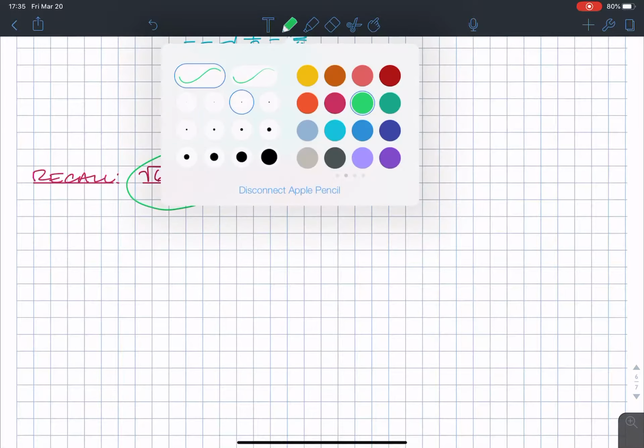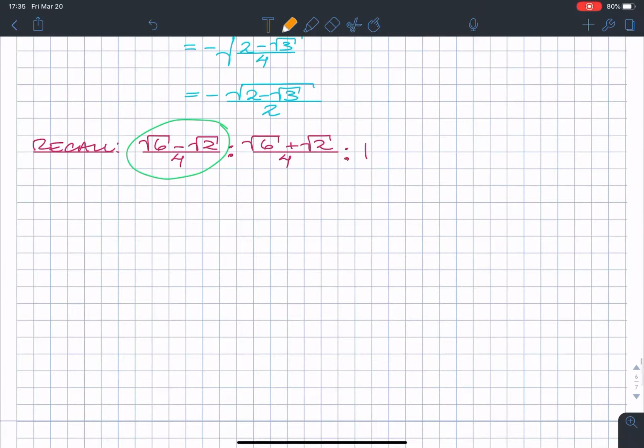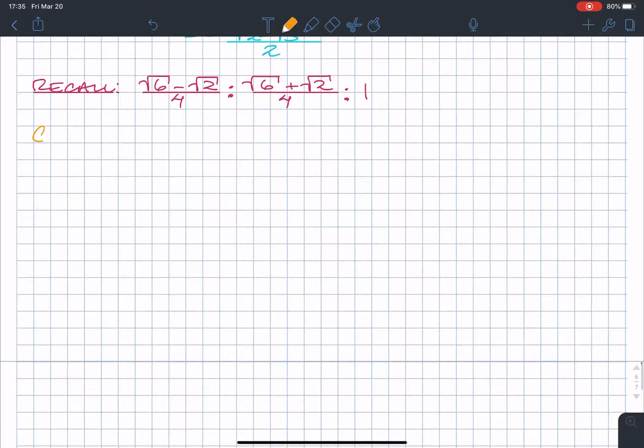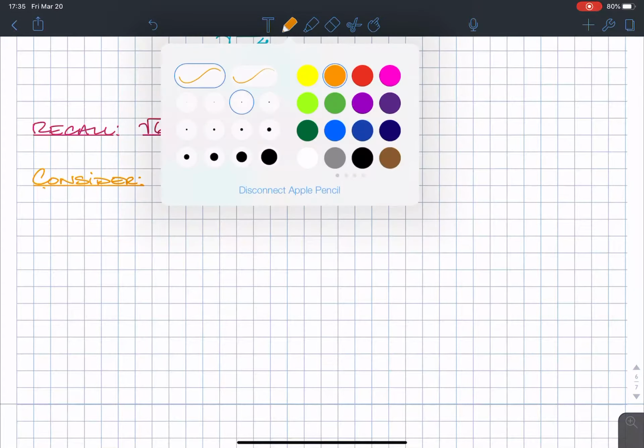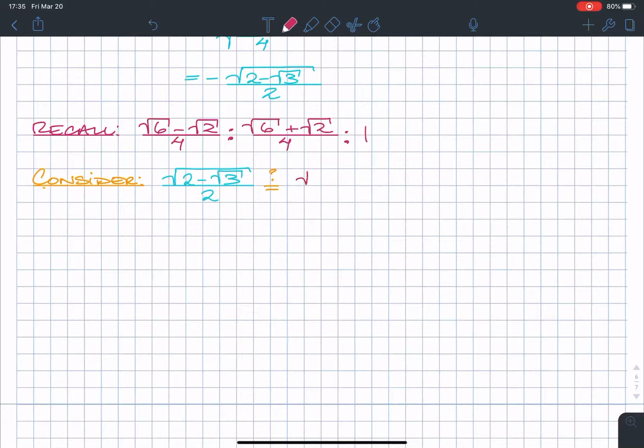Well, let's find out. So let's consider, let's say in absolute value, by the way. So I'm going to consider the absolute value 2 minus the square root of 3, because it's going to be the same save for sign, all over 2. Is that equal to, question mark, root 6 minus root 2 all over 4.